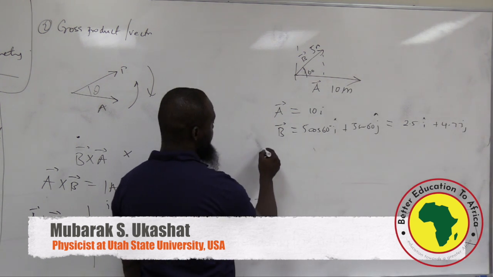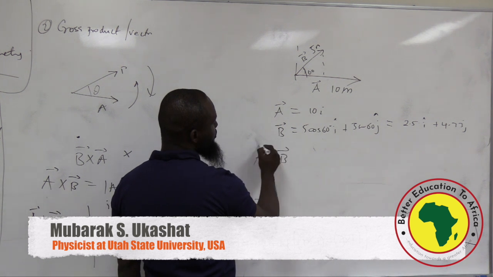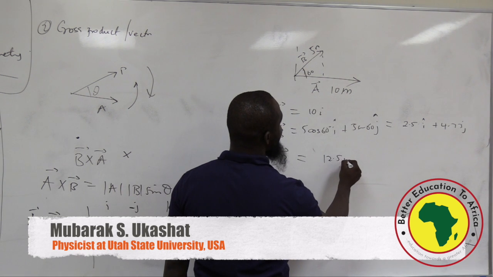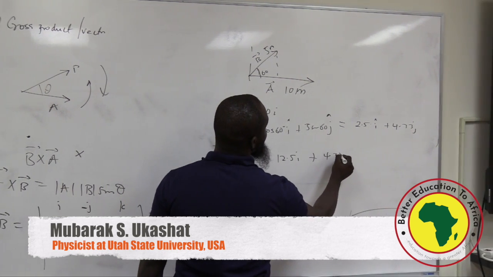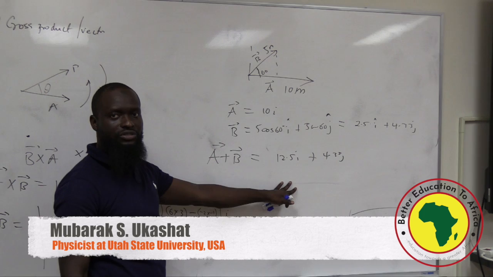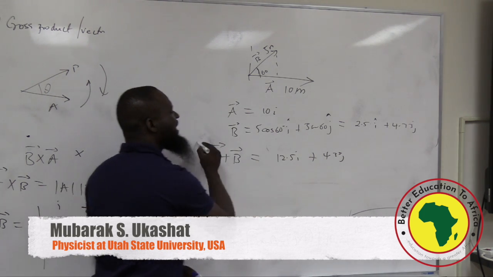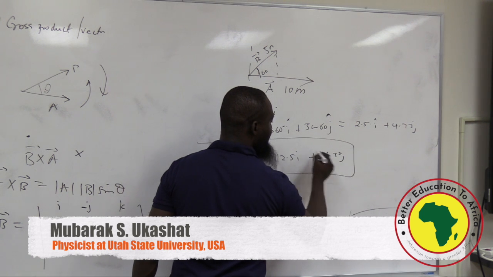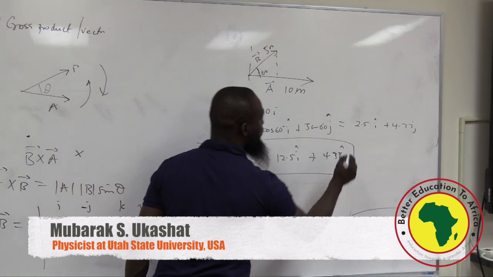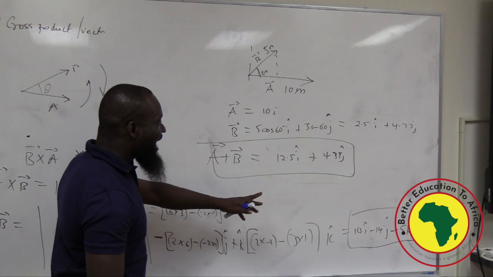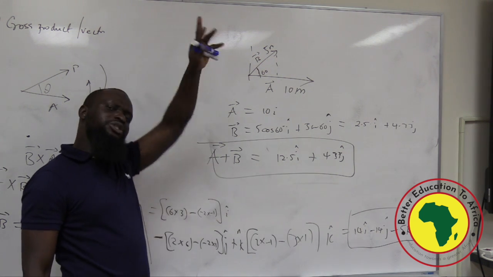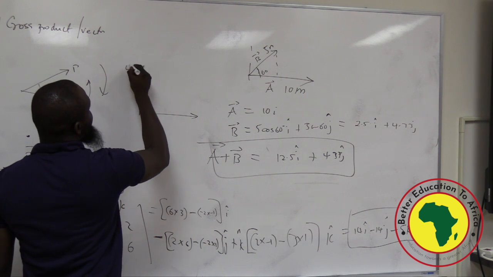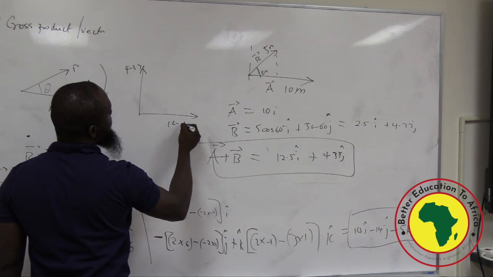So what is the net force? The net force is A plus B. I don't need to do anything else. The net force is just 10i plus 2.5i, 12.5i plus 4.33j because there is no j here. This is the net force. It has the magnitude and direction. I can leave this as my answer. I will get my full score. 12.5i plus 4.33j. Simple. Then from here, I can go back to get that notation of before.